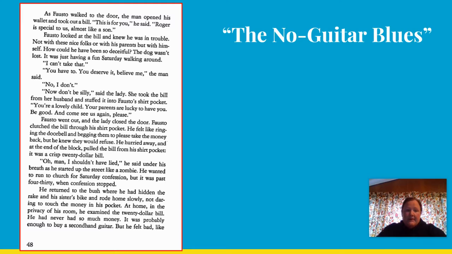All right, so we're on page 48. We're going to read page 48 and annotate for character analysis. It starts off with, "As Fausto walked to the door, the man opened his wallet and took out a bill. 'This is for you,' he said. 'Roger is special to us, almost like a son.'" So we know that the main character is Fausto, and Fausto is the one we're going to be analyzing.